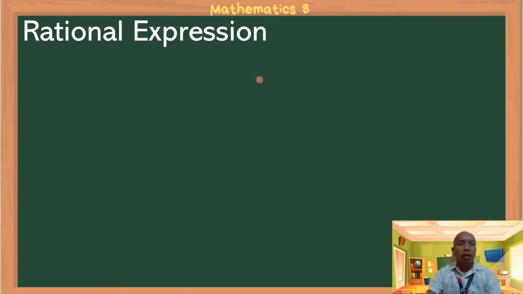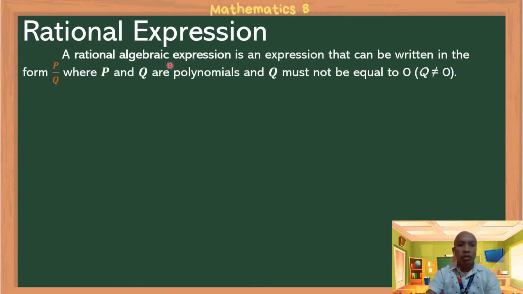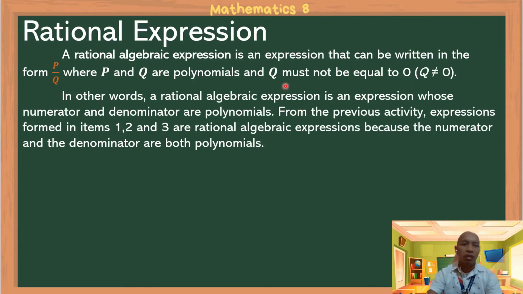Then what is rational algebraic expression? So a rational algebraic expression is an expression that can be written in the form of P over Q, where P and Q are polynomials and Q must not be equal to 0, or the denominator of a fraction must not be equal to 0. So in other words, the rational algebraic expression is an expression whose numerator and denominators are polynomials. In our module in the previous activity, the expressions formed in items 1, 2, and 3 are rational algebraic expressions because the numerator and the denominators are polynomials.